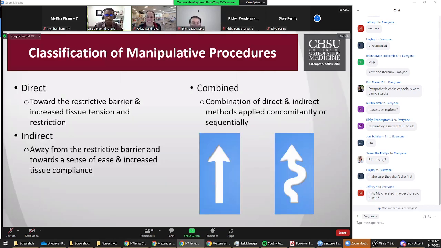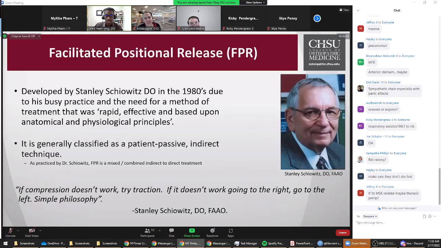All right. Just showing that again here. Direct, indirect, versus combined. First technique we're talking about here is going to be a little more on the indirect side. That's going to be our FPR. All right, you got this lovely man here. His name is Dr. Stanley Schiowitz, and he is the creator of facilitated positional release.